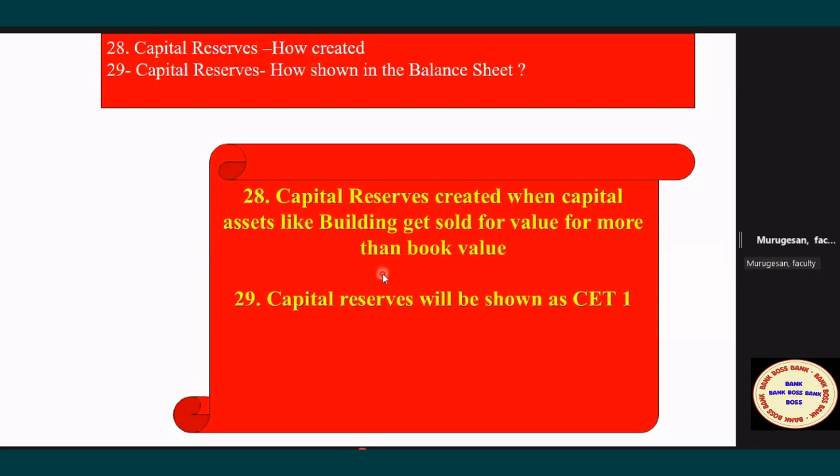Only these two things will qualify as the additional Tier 1. The reserves will be shown as CET1. It's a part of CET1 without any discount.